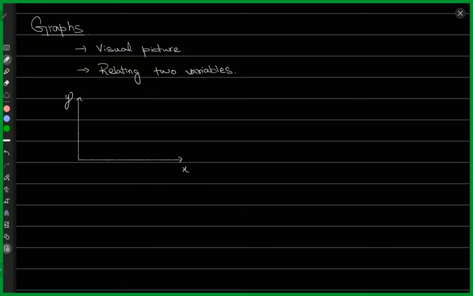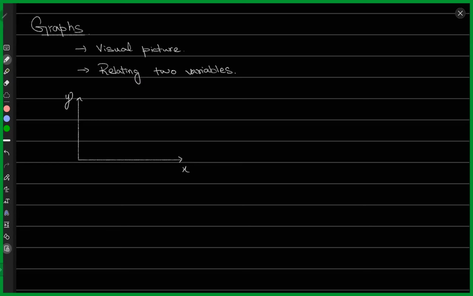Now these are the axes of the graph, right? So this is the horizontal axis and this is the vertical axis. It doesn't matter what you call these axes. You can label it as X, you could have labeled it as L, M, N, O, whatever, right? Any alphabet, whatever you want to name it, you can name it. There's nothing special about X and Y.